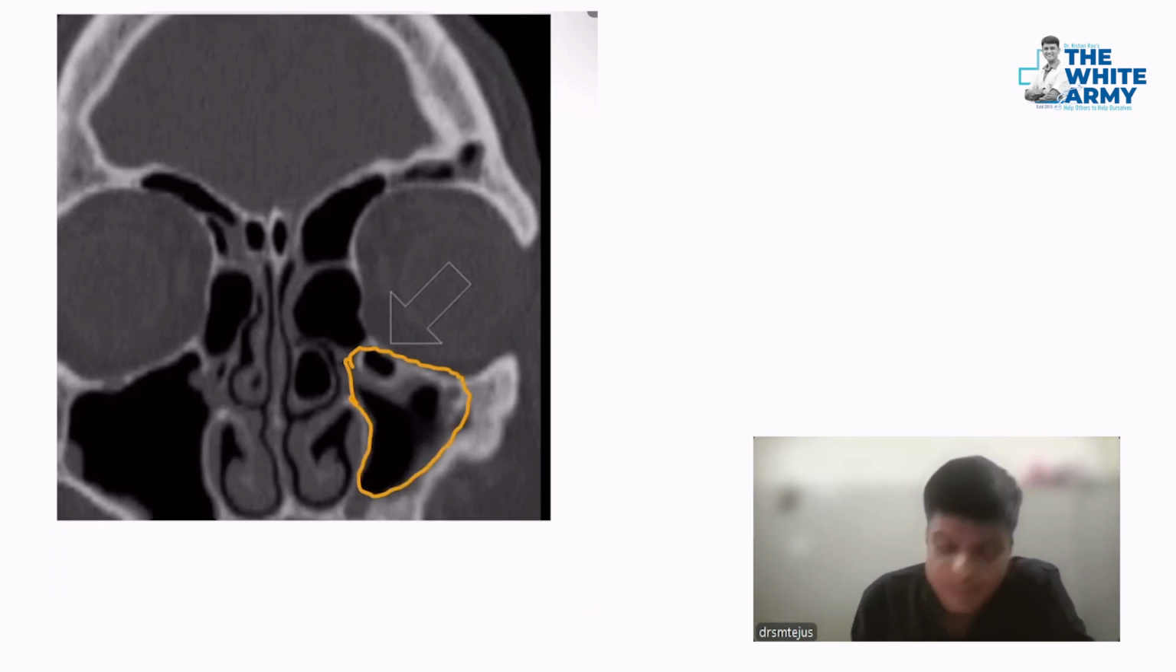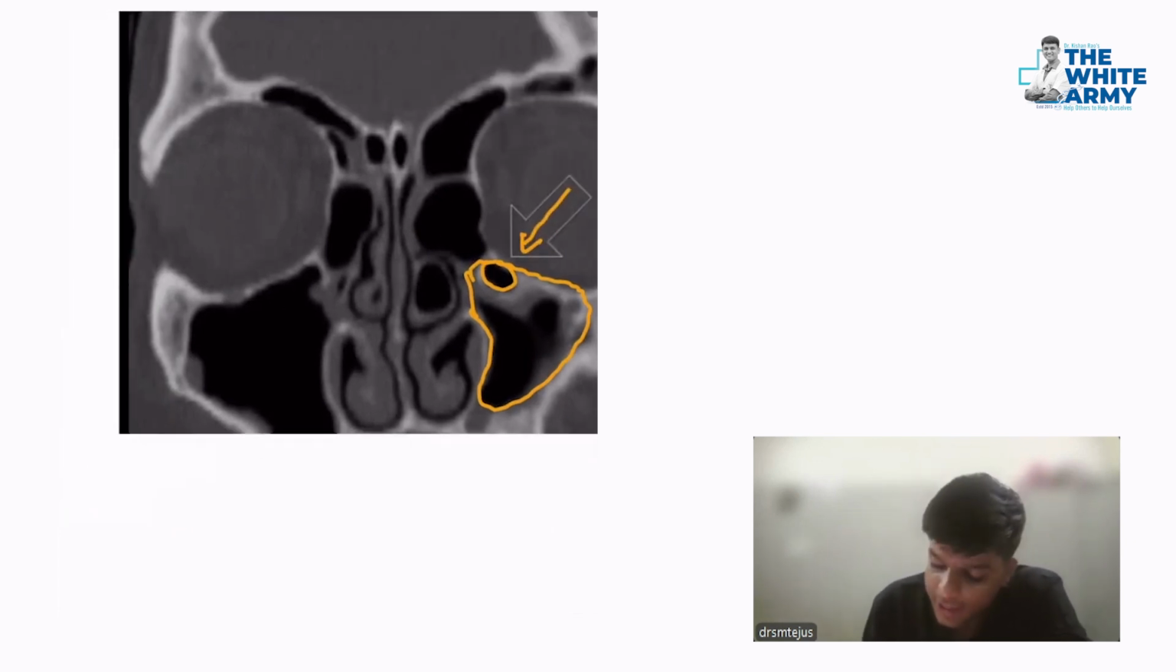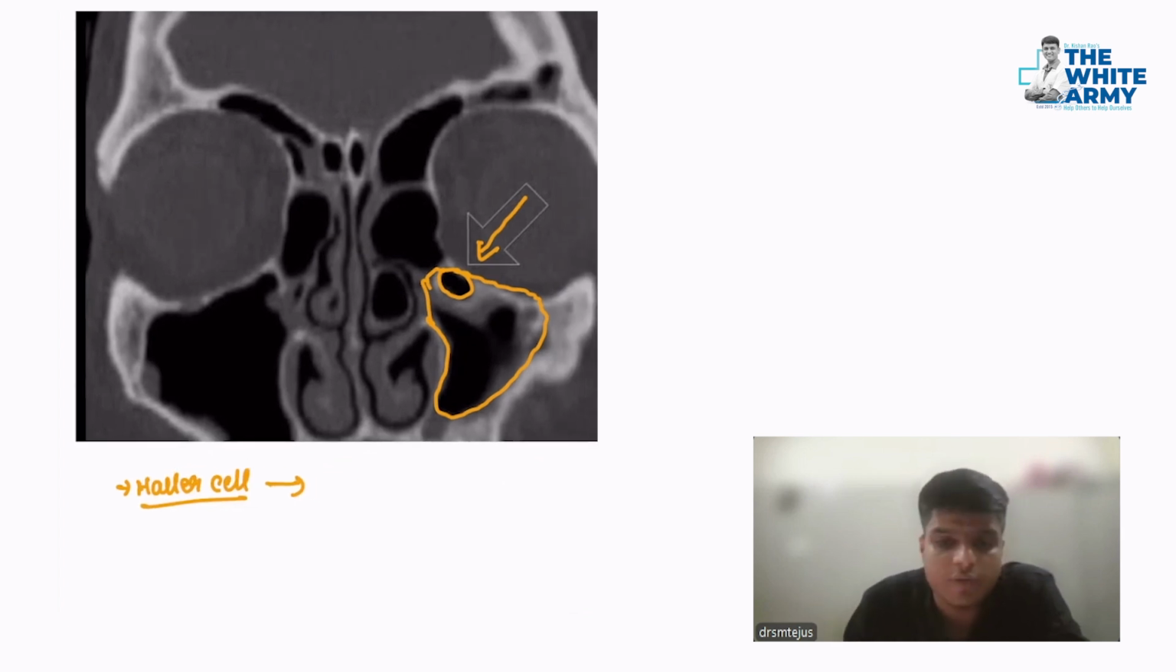If this is my maxillary sinus, this is present in the roof of the maxillary sinus, or in the infraorbital region. So this is an infraorbital air cell. This is our Haller cell. Now this is the anterior cut of the CT scan.